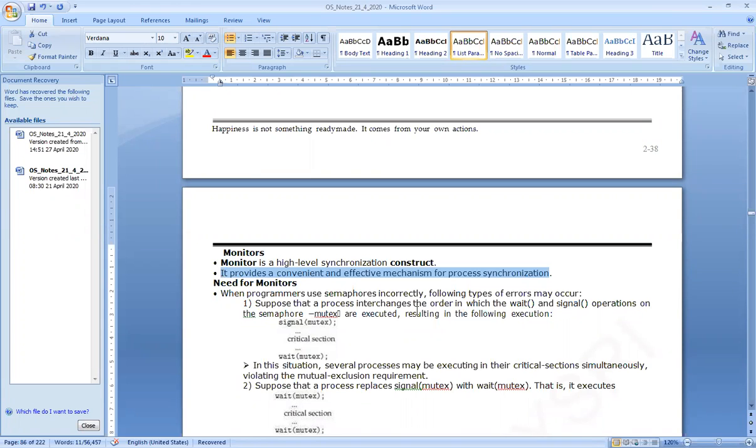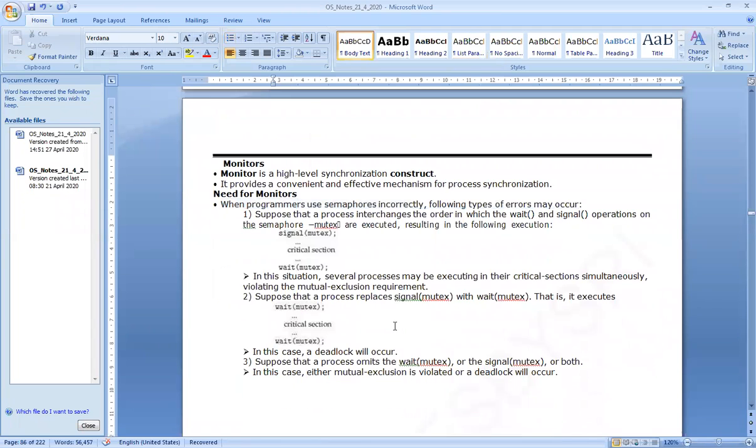Okay, so next one, the needs for the monitor. What are the needs of the monitor? When the program uses a semaphore incorrectly, the following types of errors may occur. Whenever the program uses the presently available semaphores or variables incorrectly, we can expect some kind of problems, errors, or issues to occur. So what are the problems we come across? Before we go for monitors, let us understand.